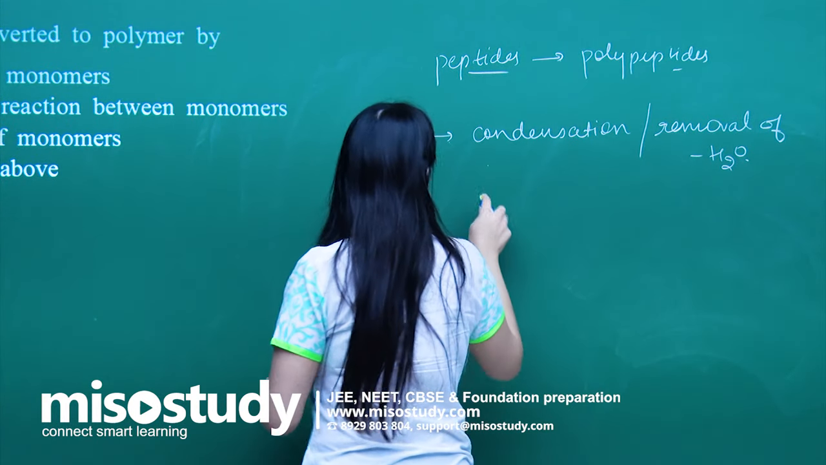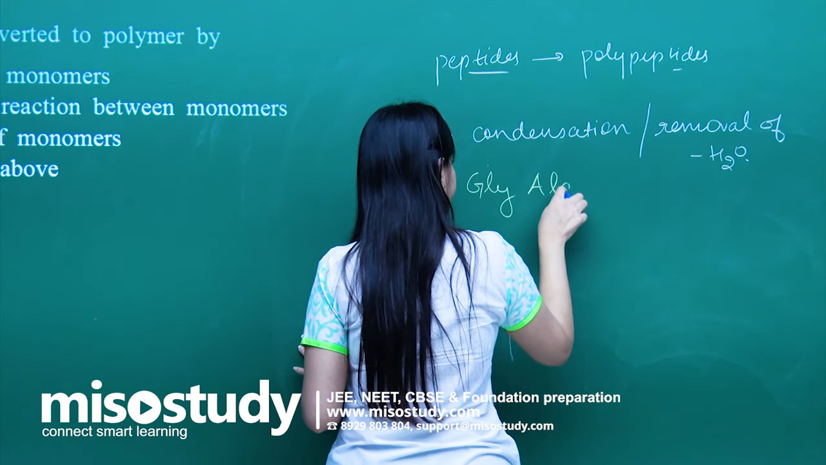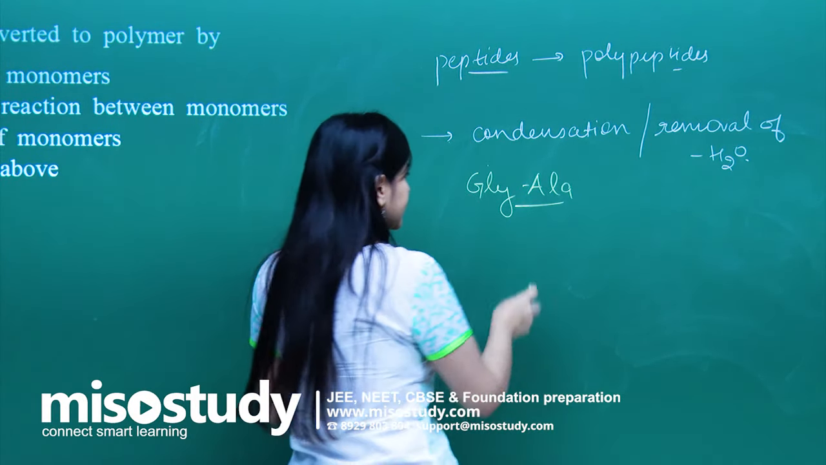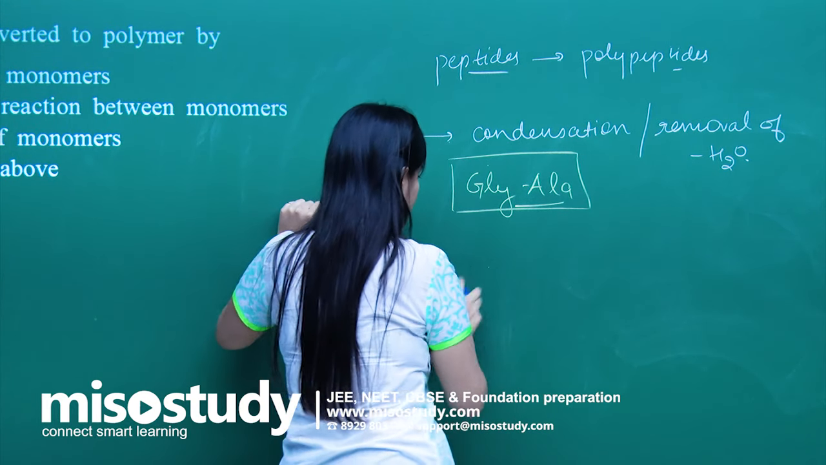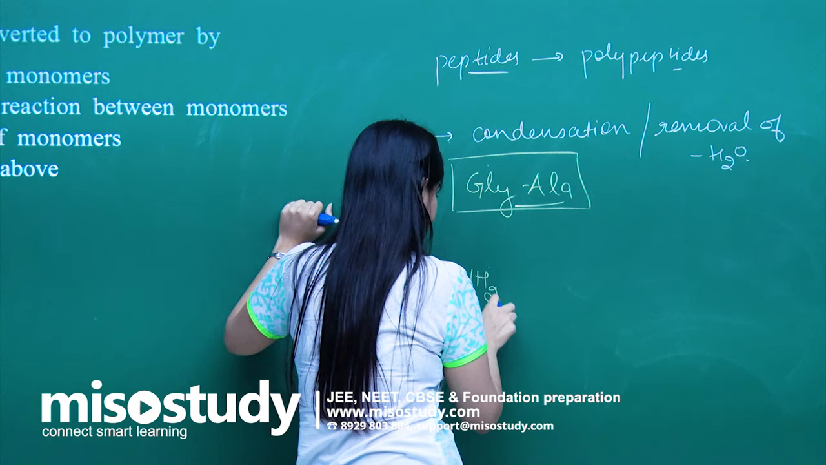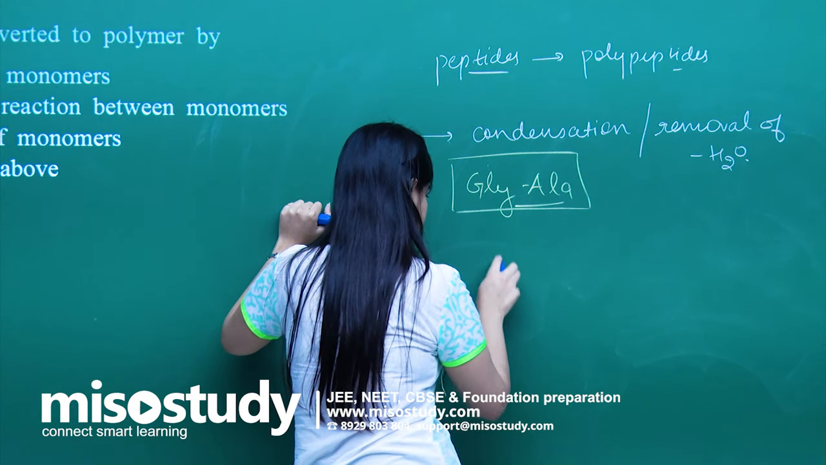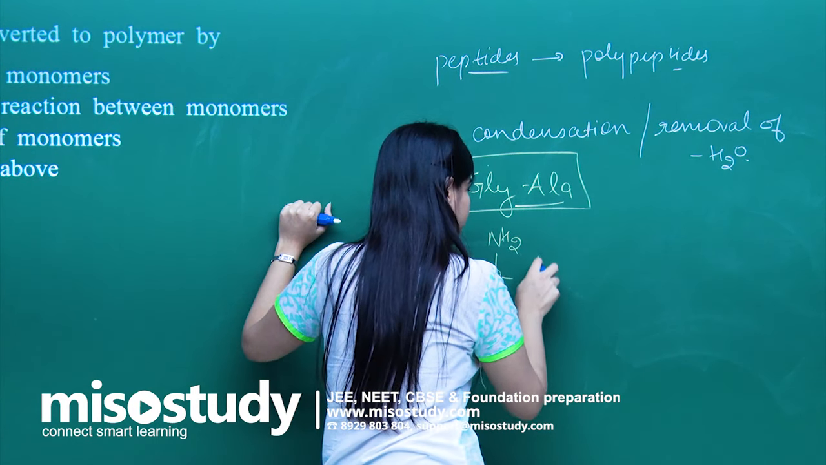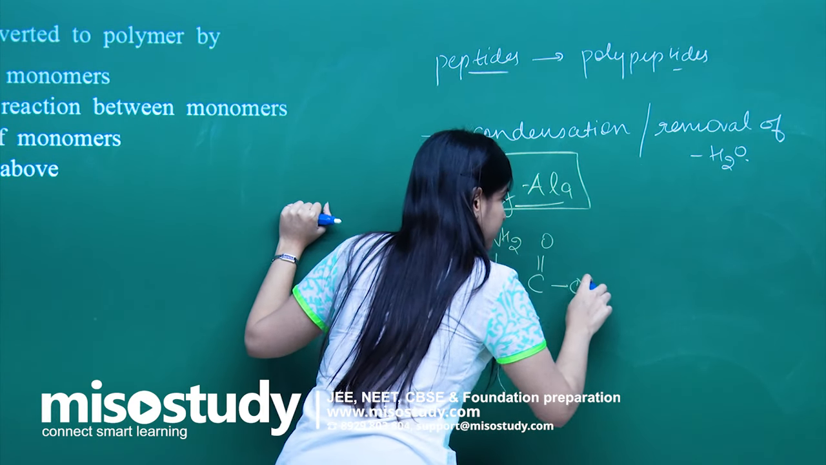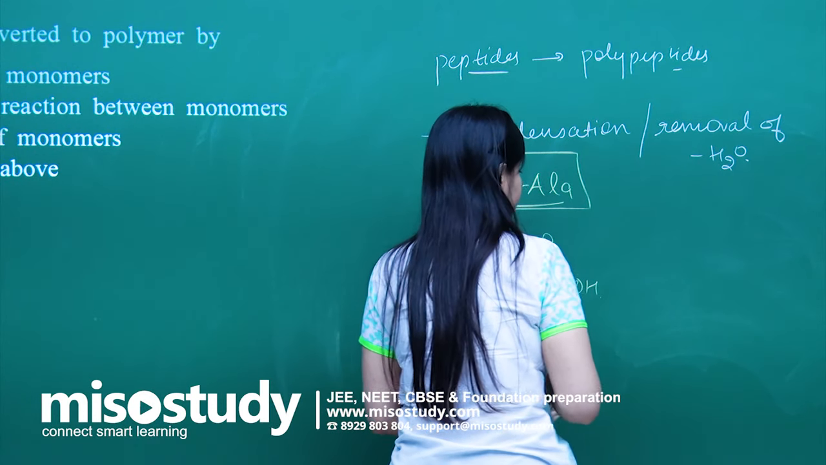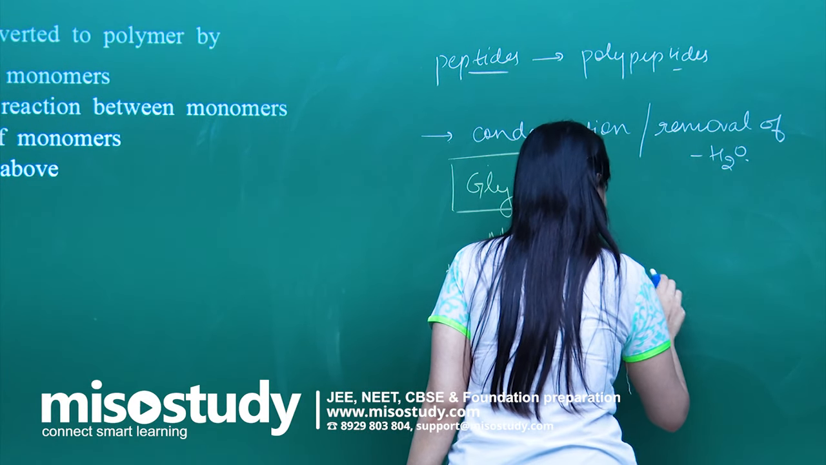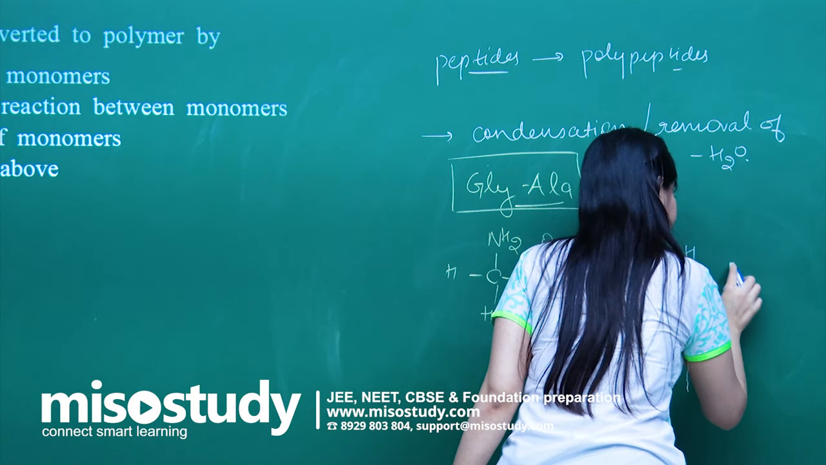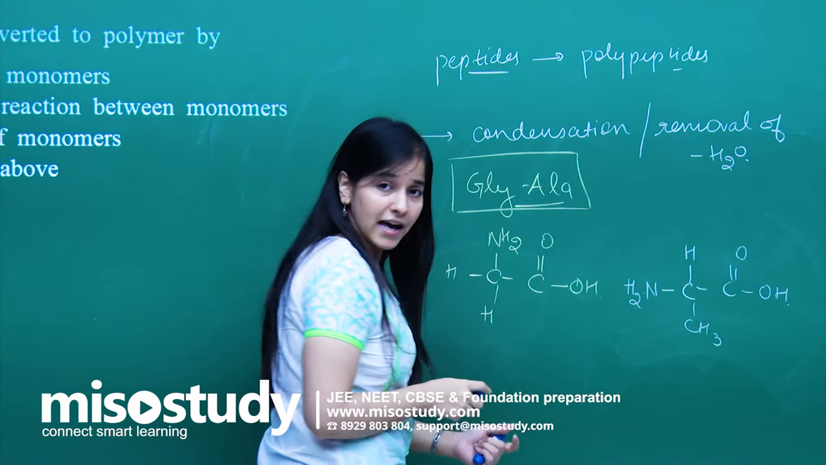So if I take an example of glyala, how does it form? If I say two amino acids are connected, let us just have glyala first. Let me just write it again. So I'm connecting the two. It would be something like this. The glycine would be something like this, and let me just make the alanine. So that is alanine here.